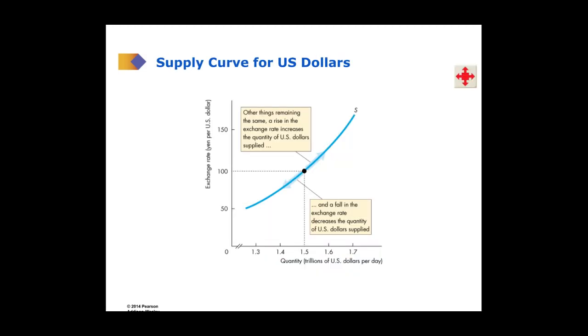And so the supply of a currency is an upward sloping supply curve. It's the law of supply. The higher the price, in this case the exchange rate, the more of a currency is supplied. The lower the exchange rate, the less is supplied. And so the supply curve is upward sloping like all supply curves.